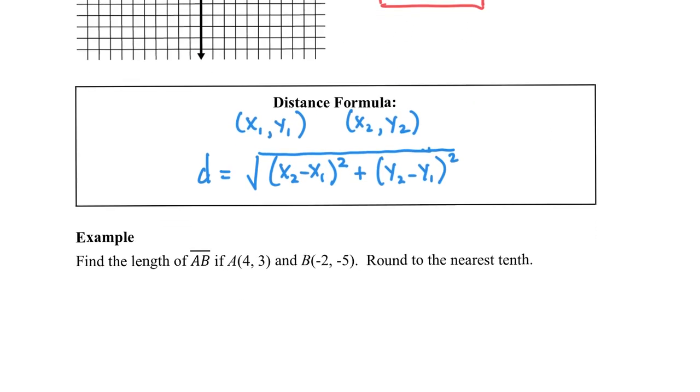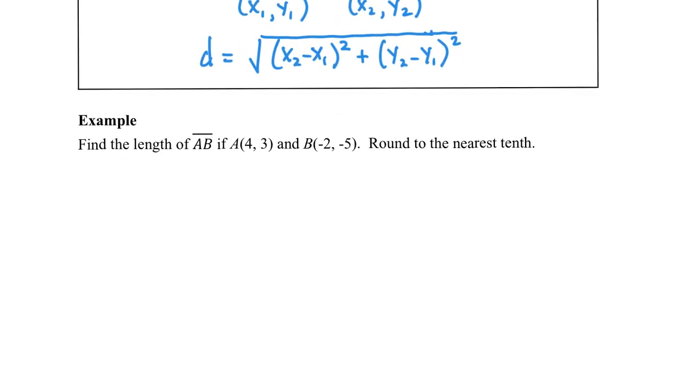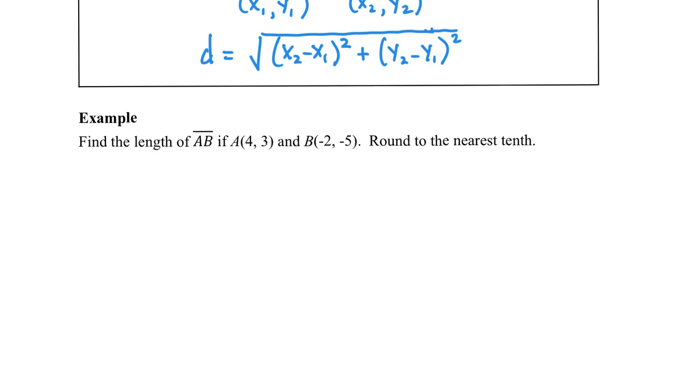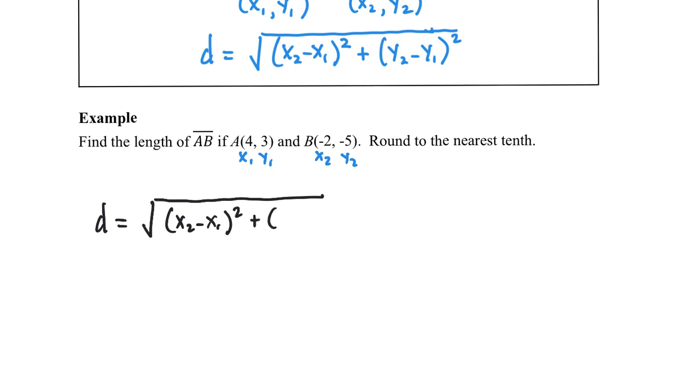Okay, so let's do one more example. I don't have a graph to look at now. Find the length of AB if A is (4, 3) and B is (-2, -5). Round to the nearest tenth. Let's start by labeling our points: x1, y1, x2, y2, and then let's go to the distance formula. The distance formula is the square root of x2 minus x1 squared plus y2 minus y1 squared. Let's plug in.